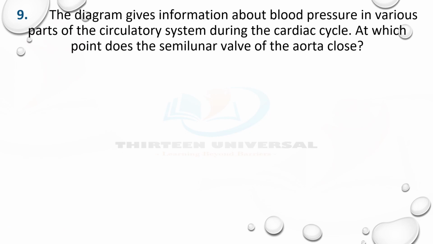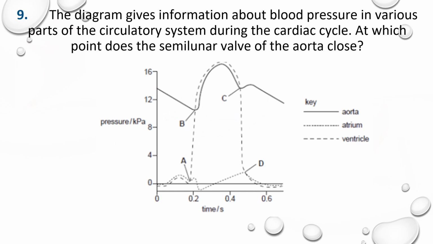The diagram gives information about blood pressure in various parts of the circulatory system. This is number 9. During the cardiac cycle, at which point does the semilunar valve of the aorta close? At which point does it close? Okay, now I think this explains this. We're going to do some work here.